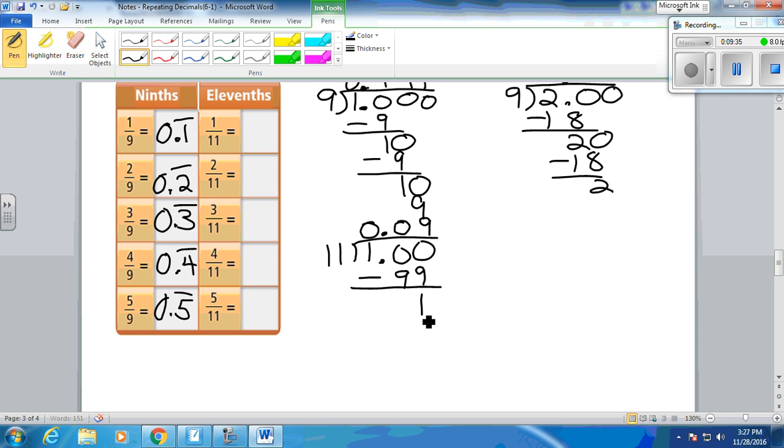And that gives me 1. So then I have my 0. Bring down my 0, and I get 10. 11 does not go into 10, so again, I bring another 0 up here. Again, you cannot stop just yet. You have to clearly show that there is a pattern. So I have to bring down another 0. And 11 goes into 100 9 times.